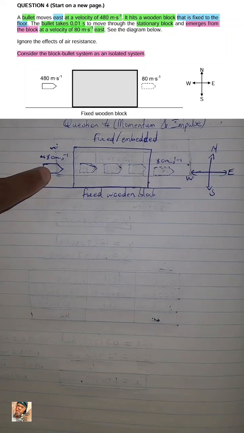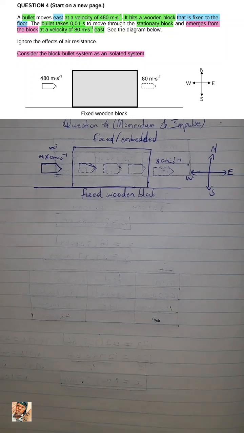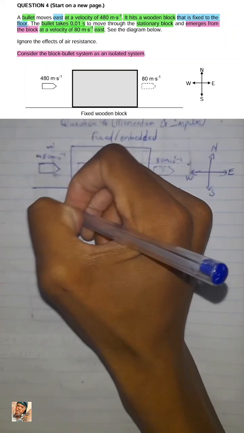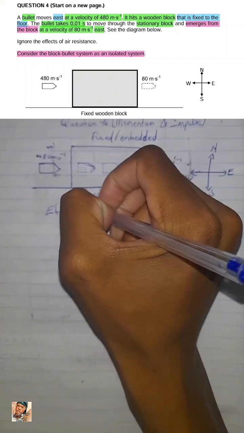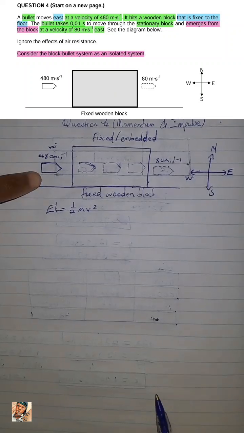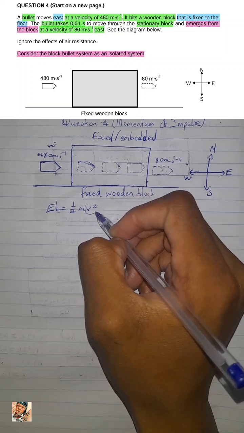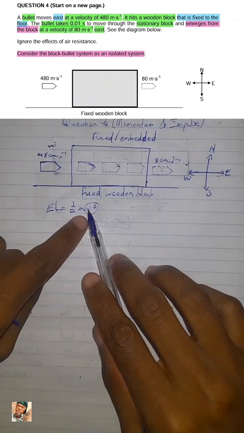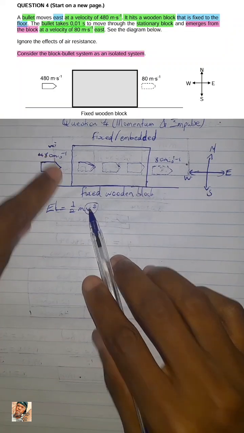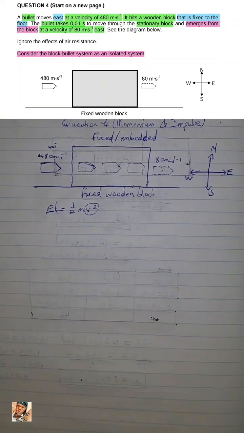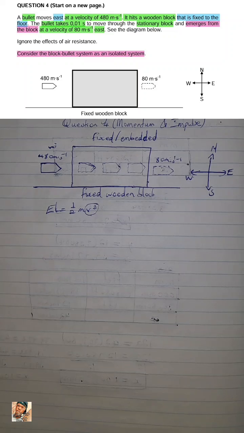Because the bullet is moving, it has a very high kinetic energy. Remember that kinetic energy is half mv squared. Since the bullet is moving, it has an initial velocity, and its initial velocity is 480 meters per second, right? So imagine if we square that. How much do you think the kinetic energy is going to be? It is going to be enormous.